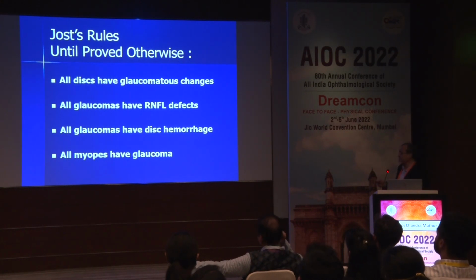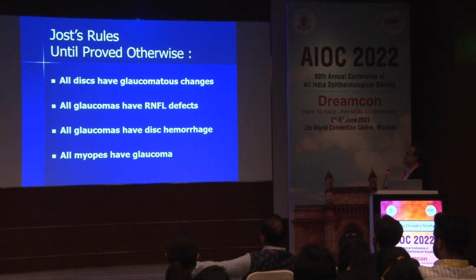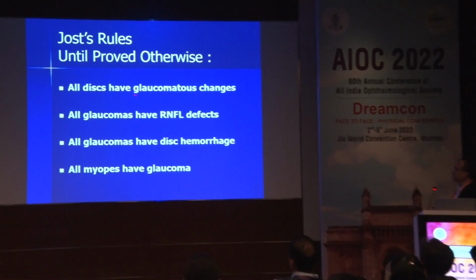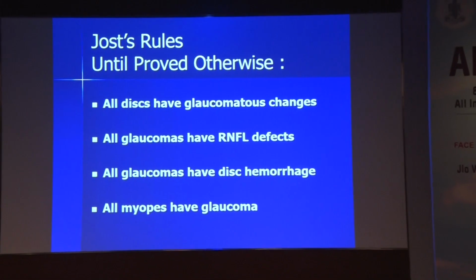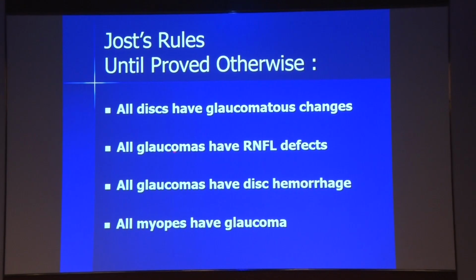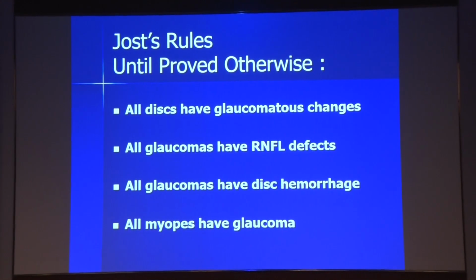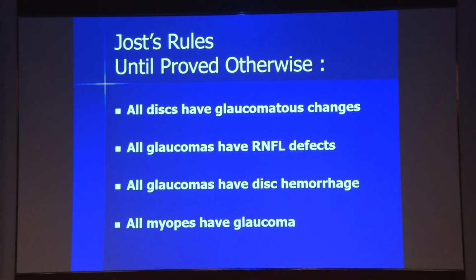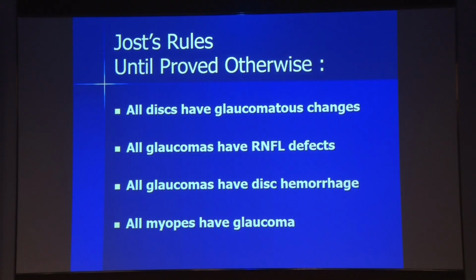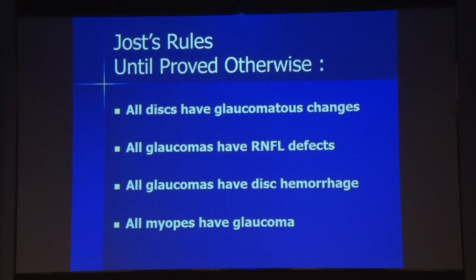The important concept is the Jost rules that you must all know. What the Jost rules say: until proved otherwise, all discs have glaucomatous changes. Look out for glaucoma; glaucoma will not stare at you. All glaucomas have RNFL defect. Look out carefully. Make a parikrama around the disc. The moment you see a loss of glistening texture, try to fan out into the periphery and diagnose a retinal nerve fiber defect if possible. It is very difficult to see in the normal light, but with the red free light you have a better chance of identifying it.